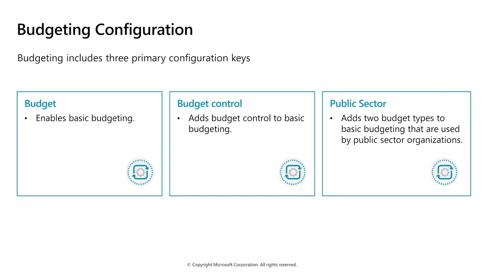Budgeting includes three primary configuration keys. Budget enables basic budgeting. Budget control adds budget control to the basic budgeting. Public sector adds two budget types to basic budgeting that are used by public sector organizations. Other configuration keys might implement additional budgeting features that are related to the budgeting requirements in specific countries or regions.